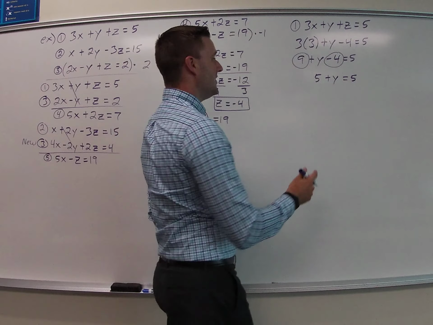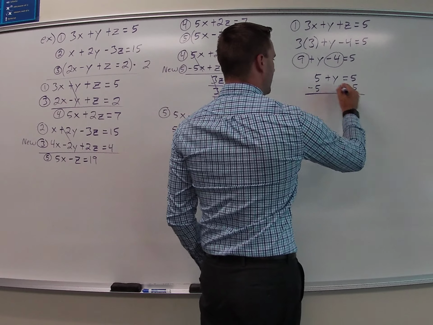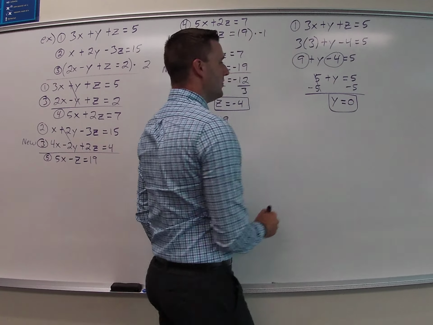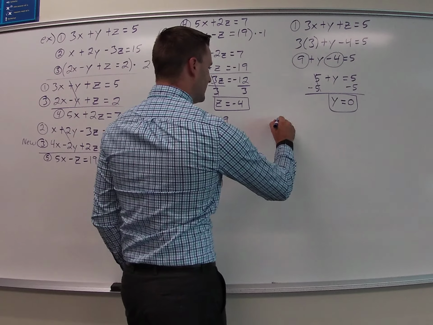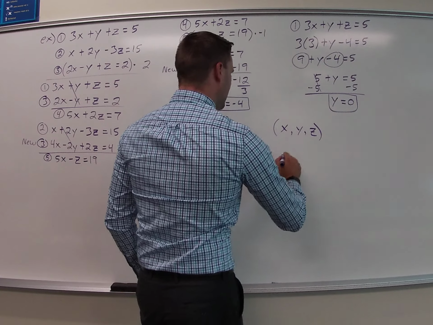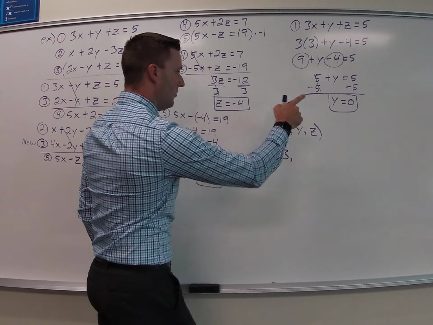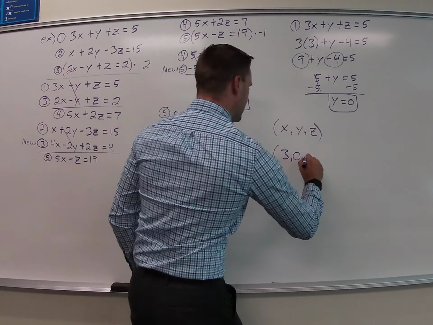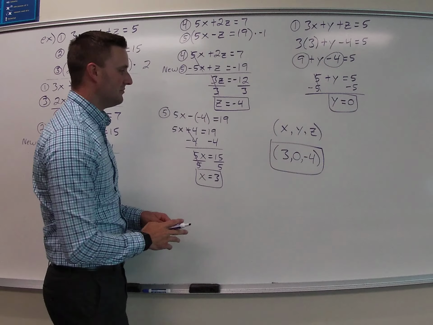How do I get y by itself? I'm going to subtract 5 from both sides. When I do that, I get that y equals 0. Remember, 0 is a number. So my final coordinate point is going to be x comma y comma z. And so in this case, my x is 3, comma y, which is 0, comma z, which is -4. And so this is going to be my solution.